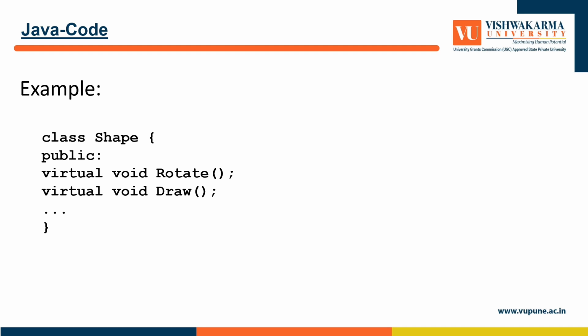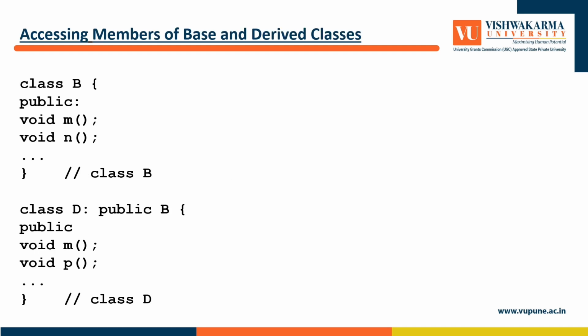Practical example in Java. Here, the method draw behaves differently based on the object's type at runtime, showcasing polymorphism in action. Accessing members in base and derived classes. In OOP, derived classes inherit the behavior of base classes but can also define their own methods. For example, class B and class D. This hierarchical structure allows for code reuse while enabling customization through overriding.